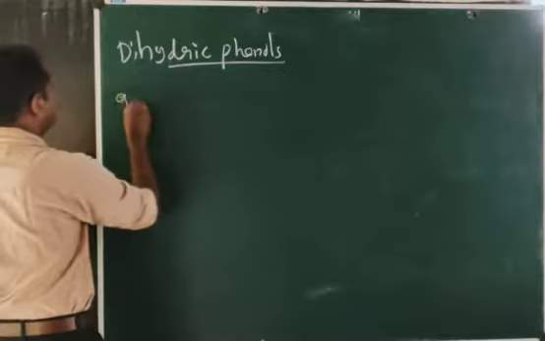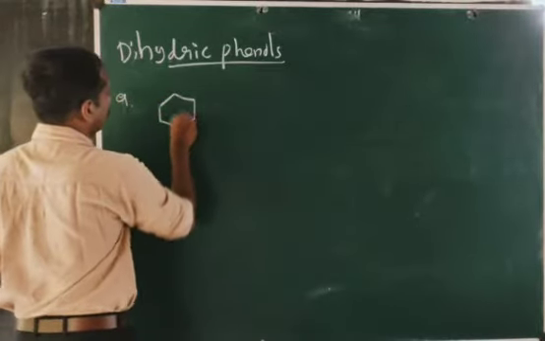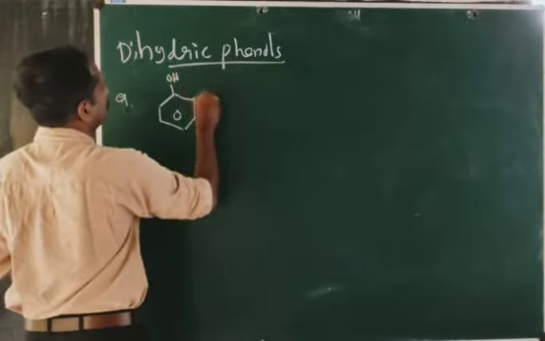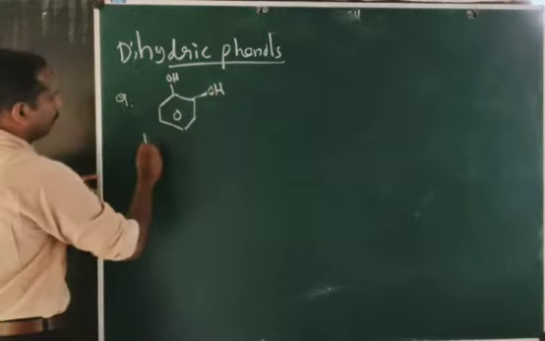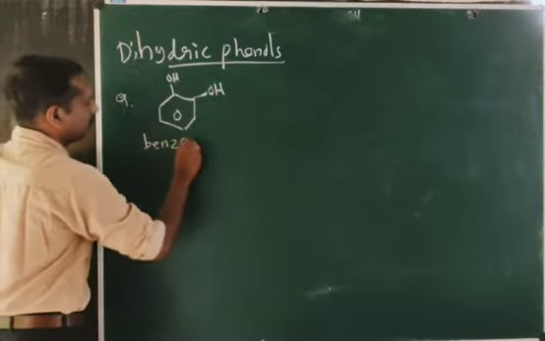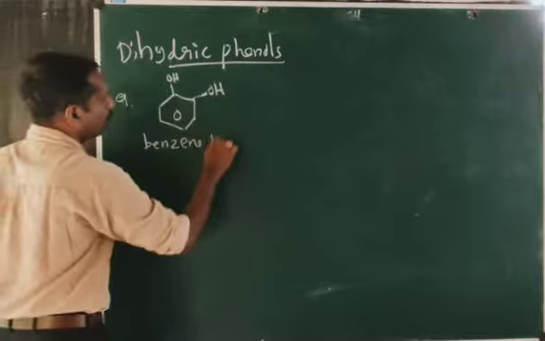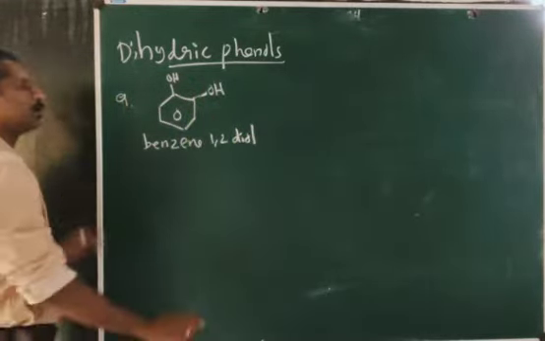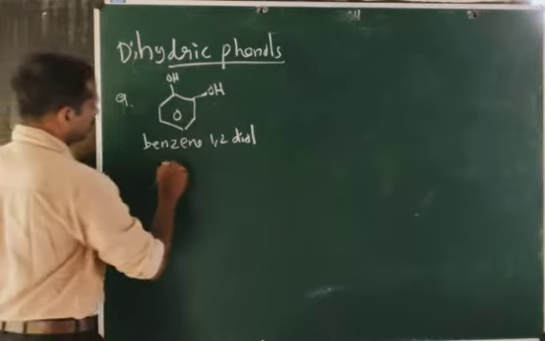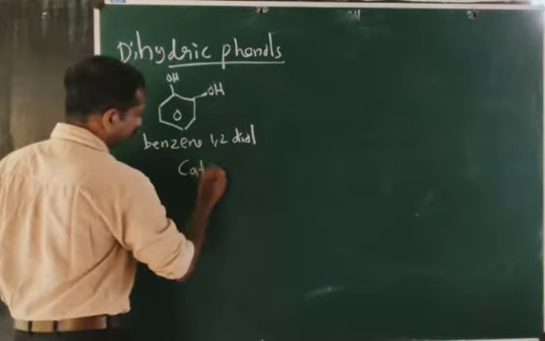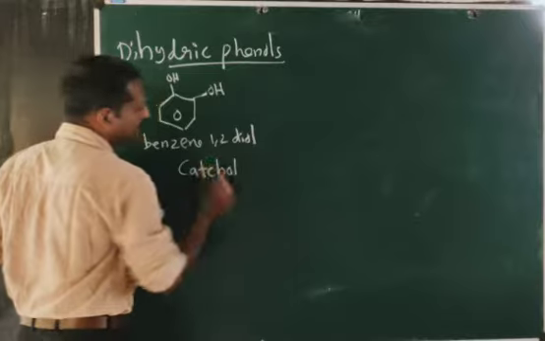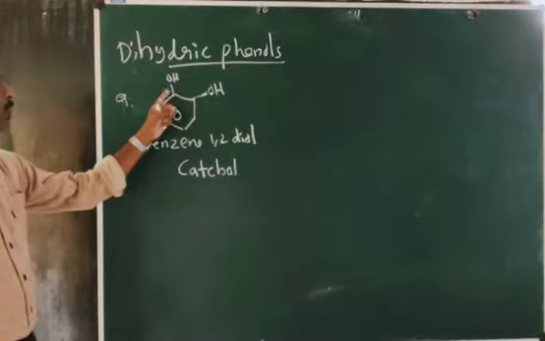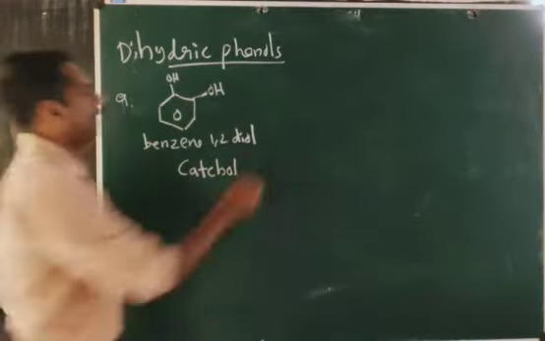Example, OH. What is this one? Benzene 1,2 diol, or it is known as catechol. Benzene 1,2 diol, known as catechol.